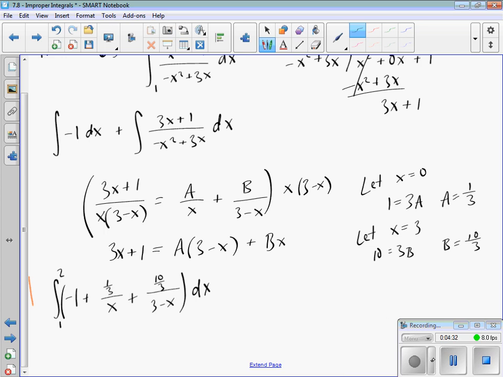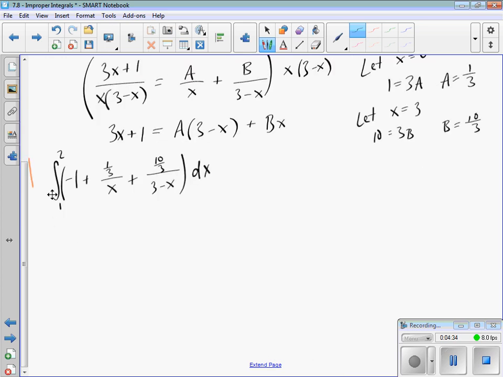Okay, then let's actually try it here. So negative 1, if I take the antiderivative, I get what? Negative x. And then if I have the 1/3, I'm just going to put it out front, and 1 over x is the natural log of absolute value of x. And then the 10 thirds can go out front, and a lot of people just write, oh, natural log the absolute value of 3 minus x.